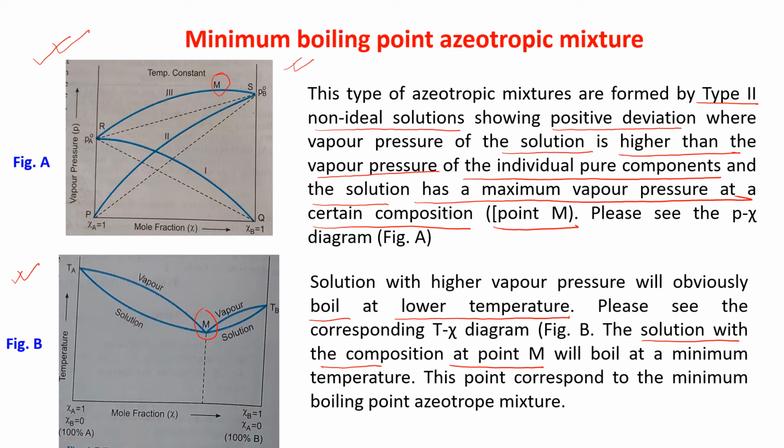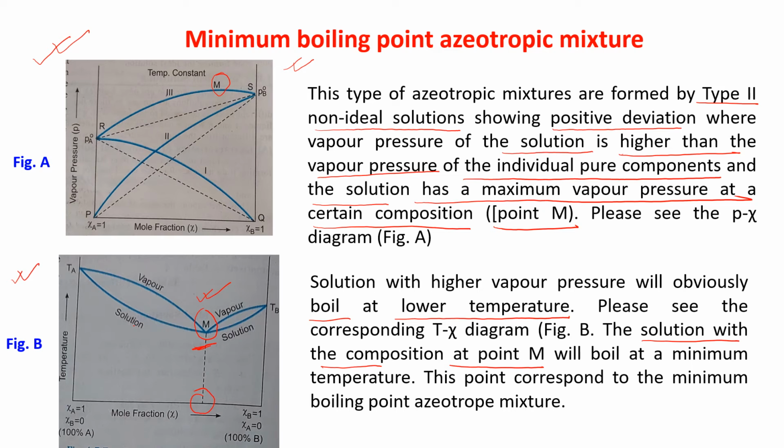So point M is the boiling point of the solution, and M is the boiling point of the vapor also, that means the distillate. These two are the same, the boiling point of the vapor as well as the boiling point of the solution for this particular composition of A and B. Am I clear to you? So this point M is known as minimum boiling point azeotropic mixture.